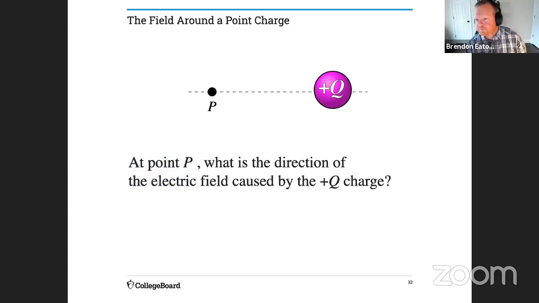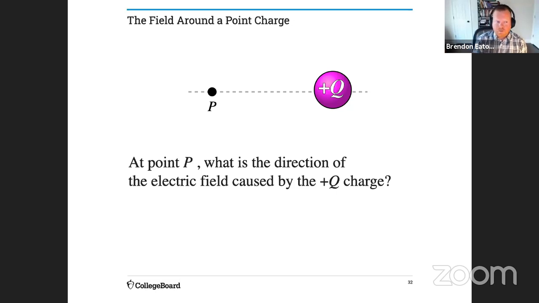It's so important to remember that. So if you have a positive charge, the pink charge on the right-hand side, and you're looking specifically at point P, what direction is the electric field caused by the positive Q charge, the pink charge? Just taking into consideration, note here that there's not actually a charge at point P. We're strictly asking, what is that electric field at point P?